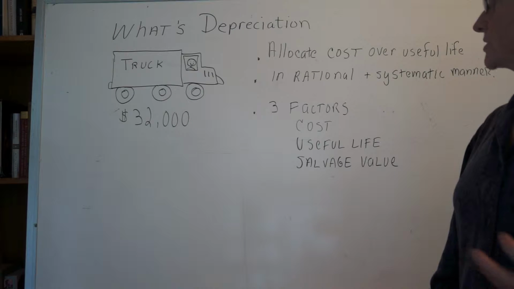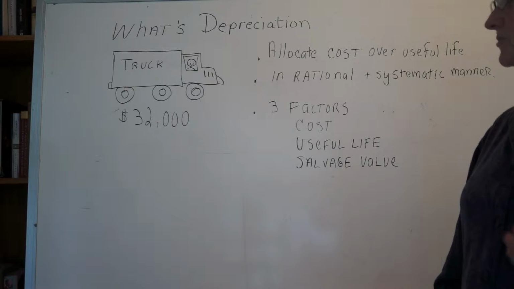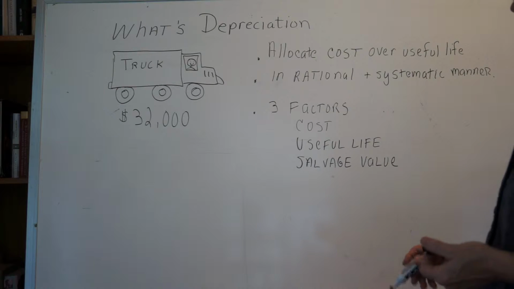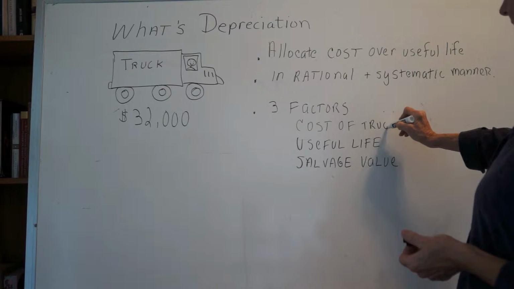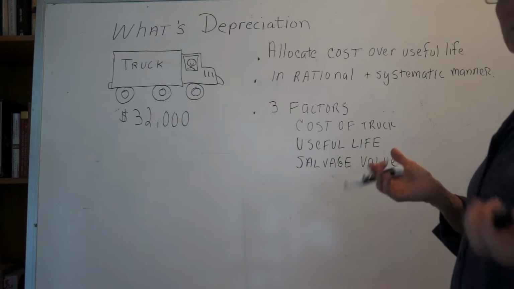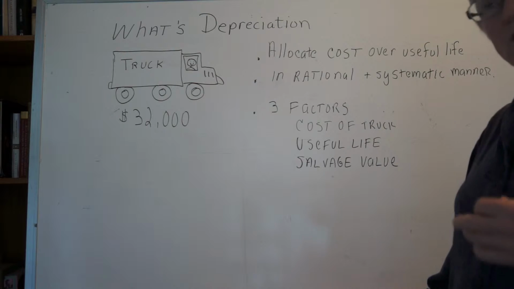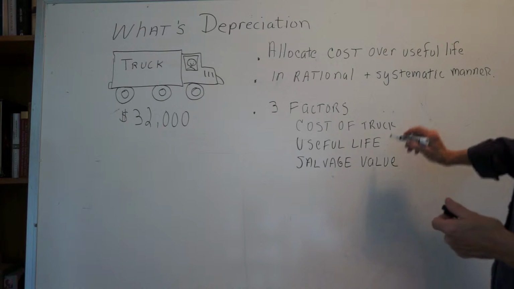When we're figuring out how to allocate this cost, there's 3 different factors that we'll consider. One is the cost of the truck, or the asset. This is for our plant assets, the cost of the truck. And that's going to be a fairly solid amount. We paid for the truck, we got the lettering done, we did all of that good stuff. So we have the cost.